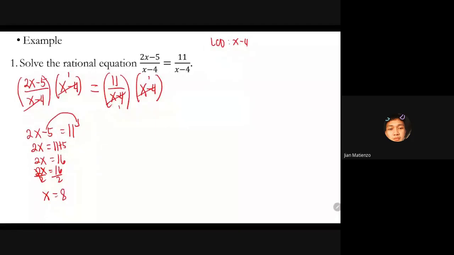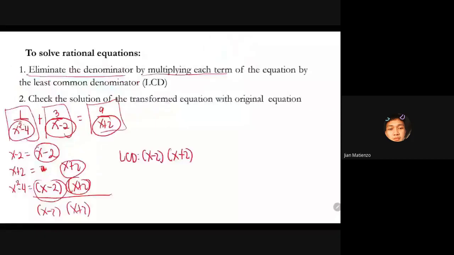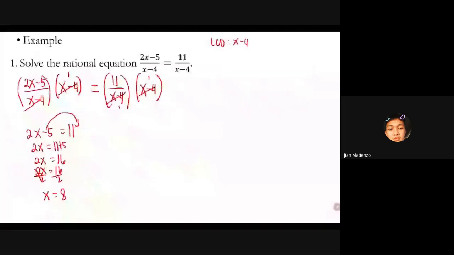The solution will not stop once you have the value of x, because the second technique or the second step that you are going to undergo is to check whether the solution of the transformed equation is correct using the value of the variable. We can know if that's correct when the left hand side is equal to the right hand side. So checking, you could have 2x minus 5 over x minus 4 is equal to 11 over x minus 4 when x is equal to 8, kasi yun yung nakuha natin dito sa my left side.